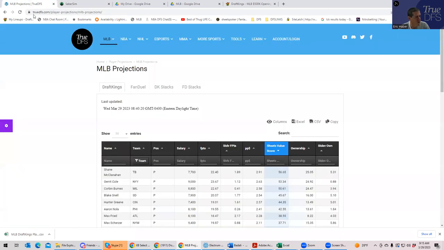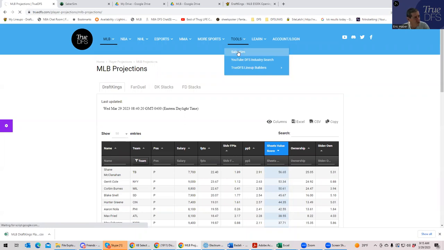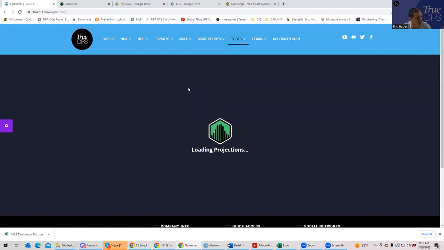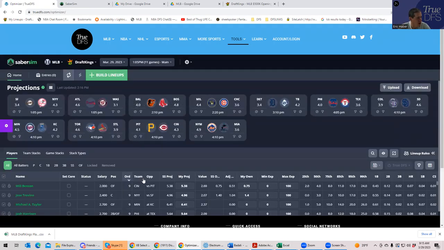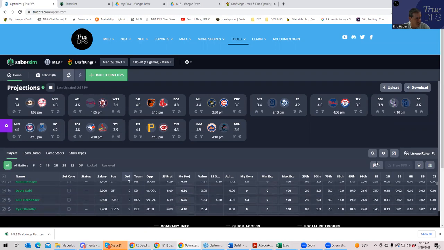The other thing we could do, and this is not working exactly right now, but if you are a SaberSim subscriber within TrueDFS, what you would do is click on Tools, SaberSim. What you're doing here is accessing SaberSim through the TrueDFS interface. Now I don't think it's going to be working quite yet because we have to make a couple of tweaks. But what this will do most of the time is give you a choice between the SaberSim projections and the TrueDFS projections. You could average them, you could do all kinds of stuff, but right now we're just upgrading it. You'll see that all in these columns, and then you can build lineups straight from here. Okay.